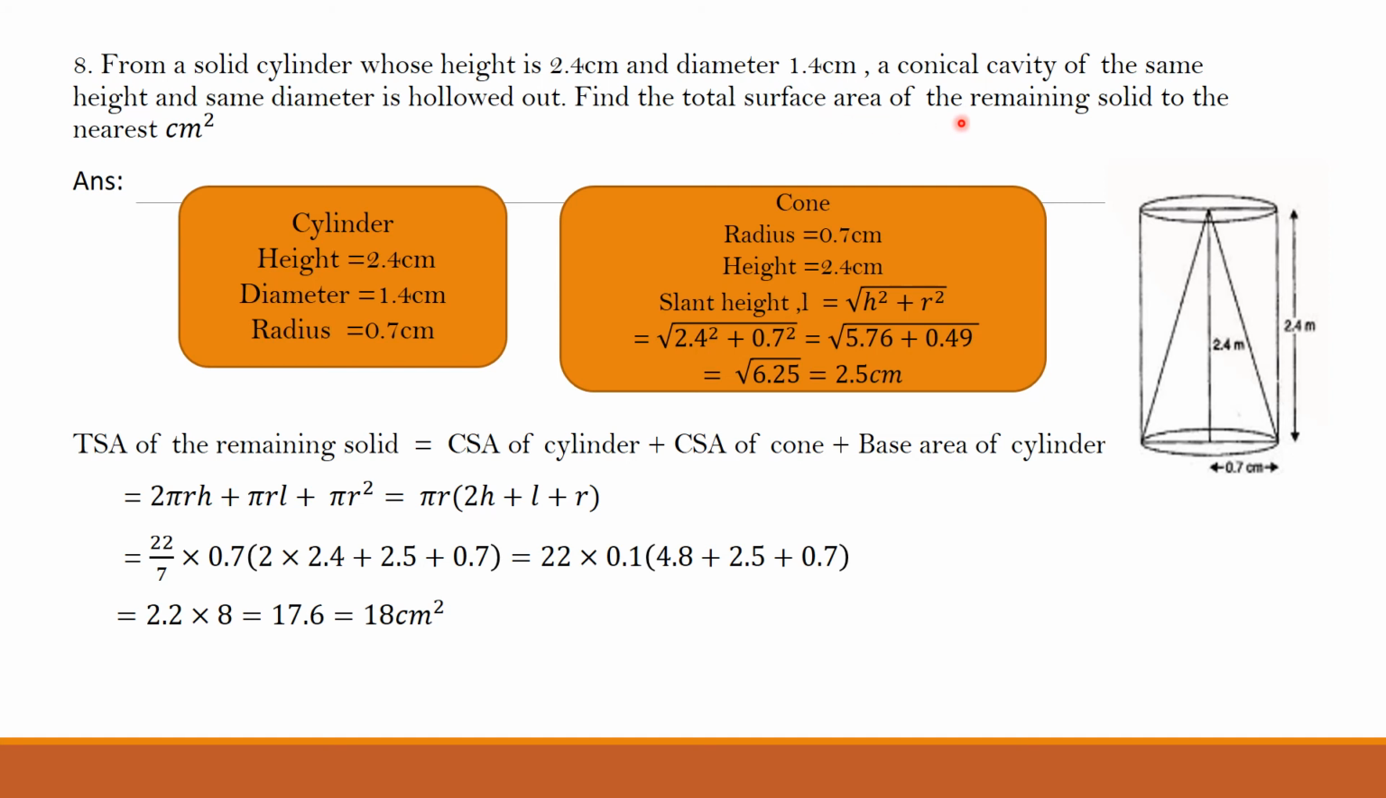To find the total surface area of the remaining solid, we can see it will be CSA of the cylinder plus base area of the cylinder and the CSA of the cone, which is equal to 2 pi rh plus pi rl plus pi r square. Taking pi r as a common factor, it will be pi r into 2h plus l plus r. Substituting the values, we get 22 by 7 into 0.7 multiplied with (2 into 2.4 plus 2.5 plus 0.7), and the final answer will be 17.6. To find it to the nearest centimeter square, we can round it as 18 centimeter square.